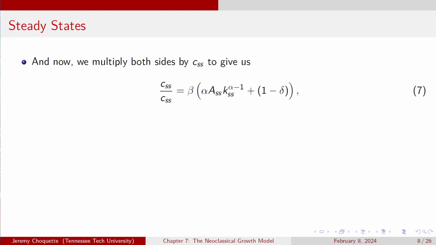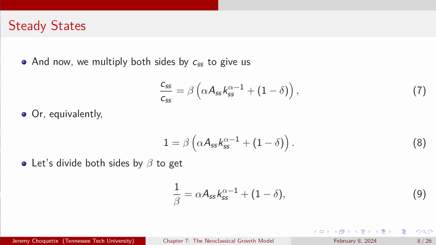But C_SS divided by C_SS, well, C_SS and C_SS are equal, right? 1 over 1 is 1, 2 over 2 is 1, 3 over 3 is 1, C_SS over C_SS is 1. So the left-hand side of that reduces to 1. And then the next thing that I can do is divide both sides by beta, because beta is being multiplied by everything in those parentheses. So dividing both sides by beta gives me equation 9.